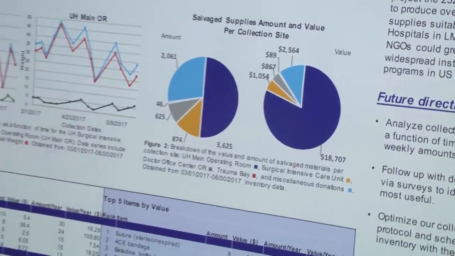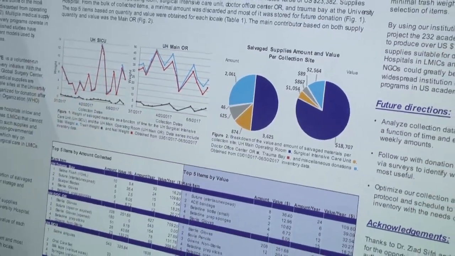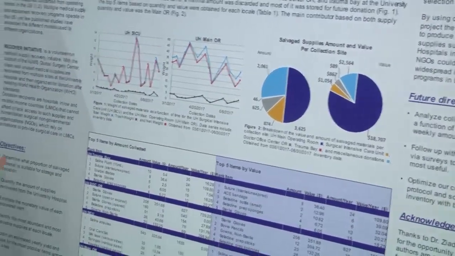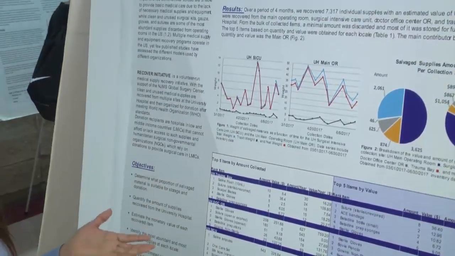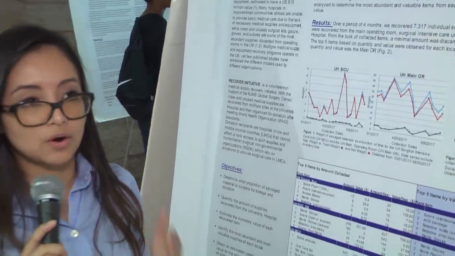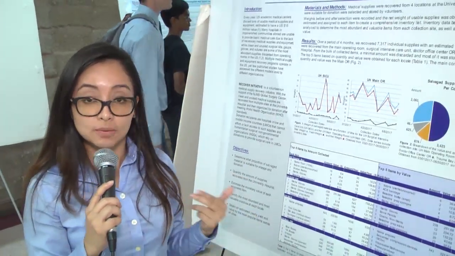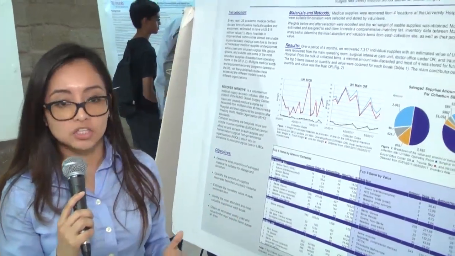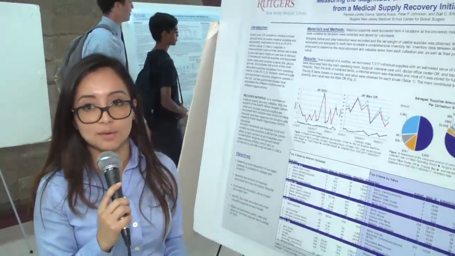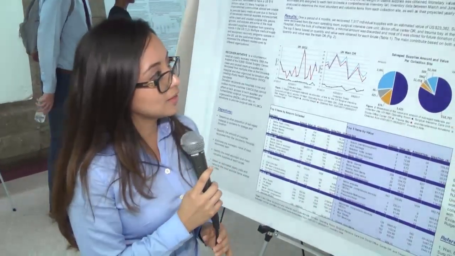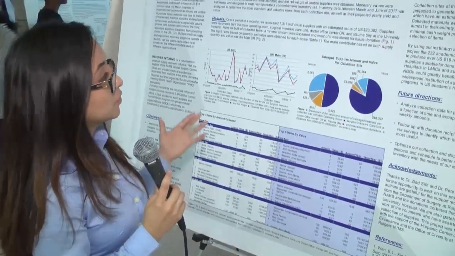And we also are analyzing other locations, and we see that we can collect different supplies at different locations. And that's something important because when it comes to our inventory and scheduling shipments, it's important to know how much we have and how much we can send abroad. In addition to that, we have other findings.